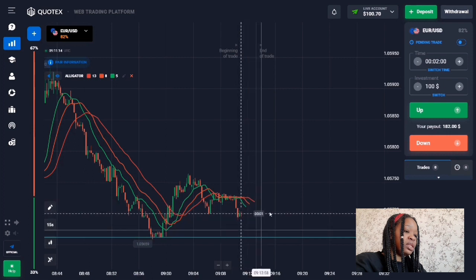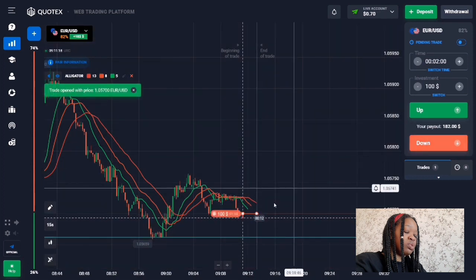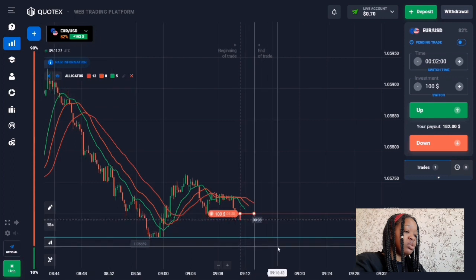So here I'll enter the market with a down trade for 2 minutes, and I think price will resume trending towards this level and break through it because price has all the strength to go down in this situation. So let me wait for the results of this trade and see.